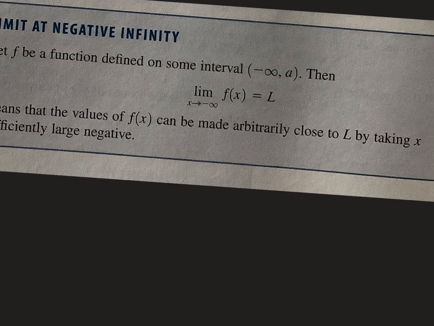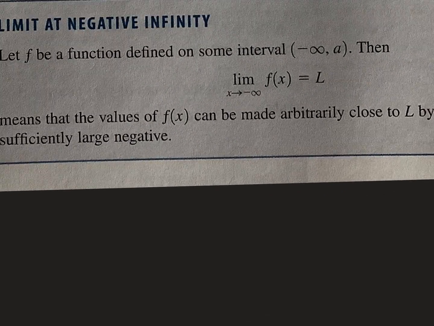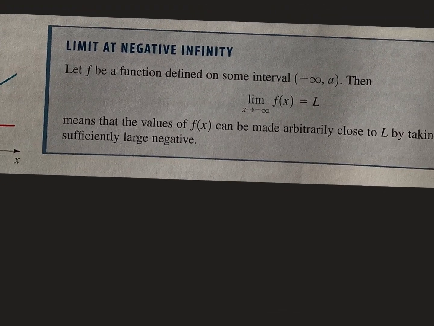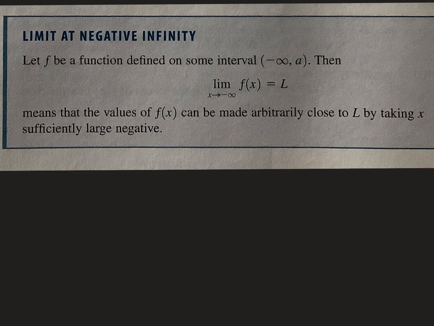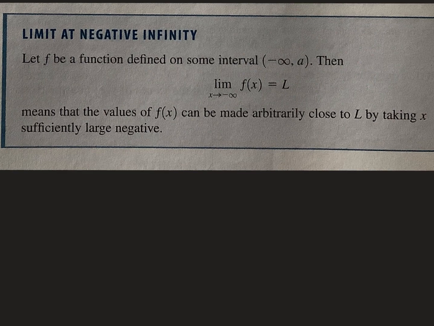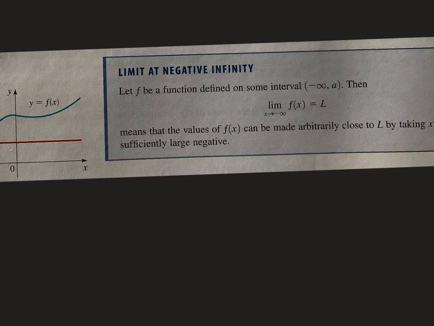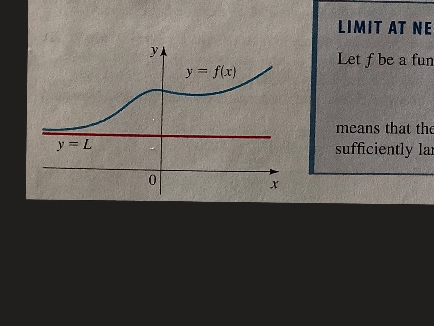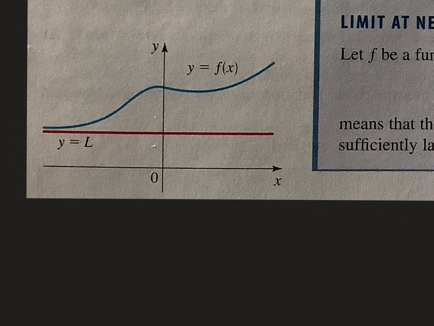All right, let's go negative infinity, limit at negative infinity, just go in the opposite direction, okay? You probably can't see this box, but in here it says the limit as x approaches negative infinity. So now we're going to the left. And it says the same thing at the bottom. It means that the values of f of x can be made arbitrarily close to L by taking x sufficiently large negative. All right, so if you go way to the left of your graph, you go closer and closer to negative infinity, and it's approaching a certain number.